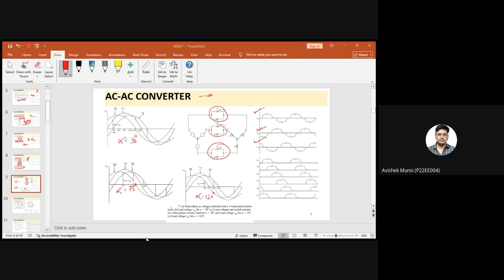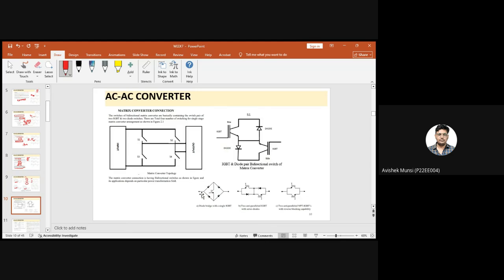Okay. So now moving into the matrix converter. So the matrix converter is a special type of AC to AC converter. This is also an AC to AC converter. Here, this is my input which is an AC, and we will also get an output at AC. But the switches which are used are basically bidirectional switch pairs.